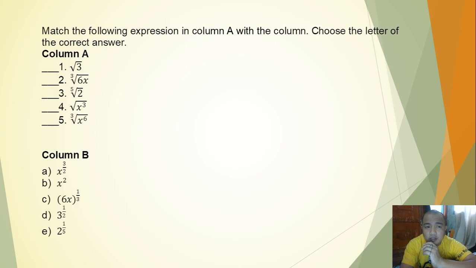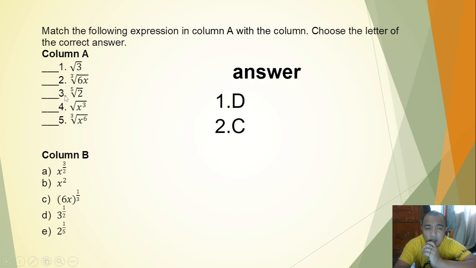Match the following expressions in column A with column B. Choose the letter of the correct answer. In column A we have radical expressions, and in column B we have rational exponents. Okay, let's match. For number 1, what's your answer? D. Square root of 3 is D, 3 raised to 1/2, correct. How about number 2? Cube root of 6x. The answer is C, of course, the quantity 6x raised to 1/3.